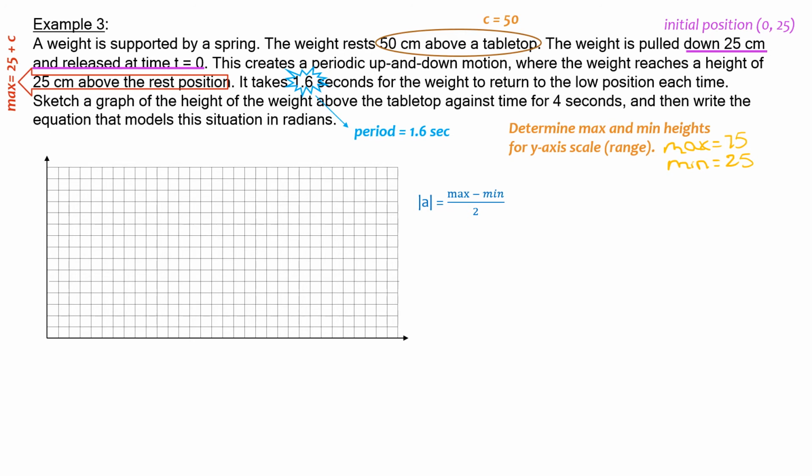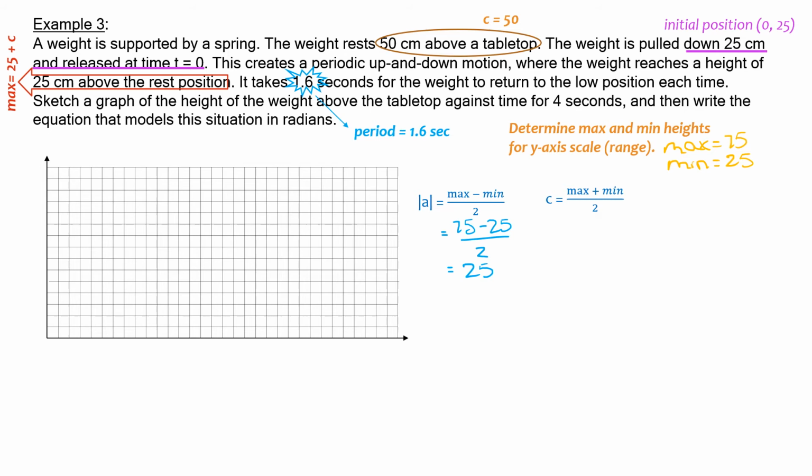So when we come up with the equation, we can make the a value negative, certainly, but right now we're just going to come up with the amplitude as a positive value. So what have we got for our amplitude? Our maximum is 75. Our minimum is 25. Divide that by 2. So 75 minus 25 is 50. 50 over 2 is 25. There's our amplitude.